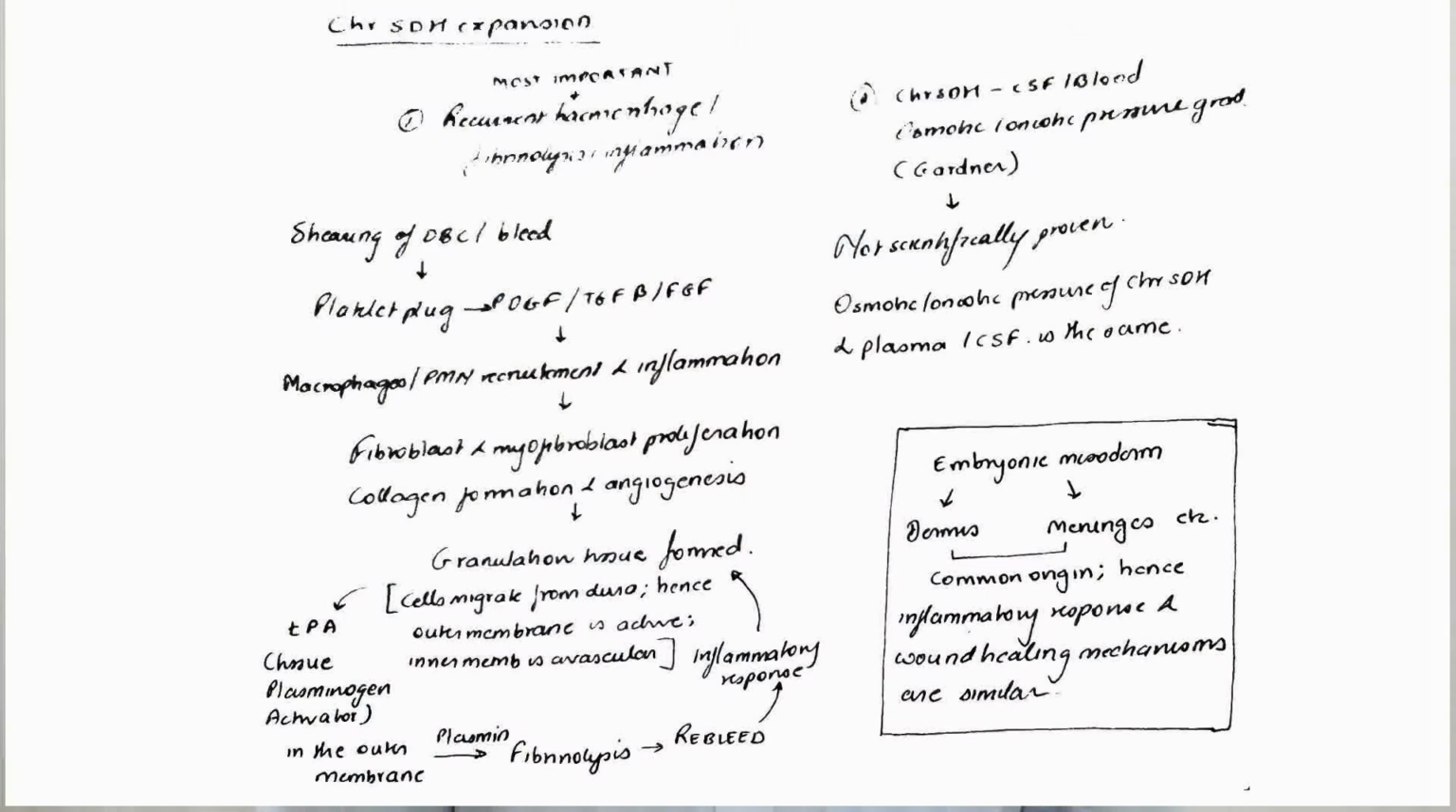The next important thing is the expansion of the subdural. So there are two theories for expansion. As you can see, there is one theory of recurrent hemorrhages into the cavity. So there is bleed and then there's rebleed. This is what eventually forms that subdural hematoma. The second theory is that of Gardner. Okay, this is called the osmotic or oncotic pressure theory. This basically states that whatever fluid is secreted inside has an oncotic pressure and it sucks in more fluid, and that's how the subdural hematoma grows.